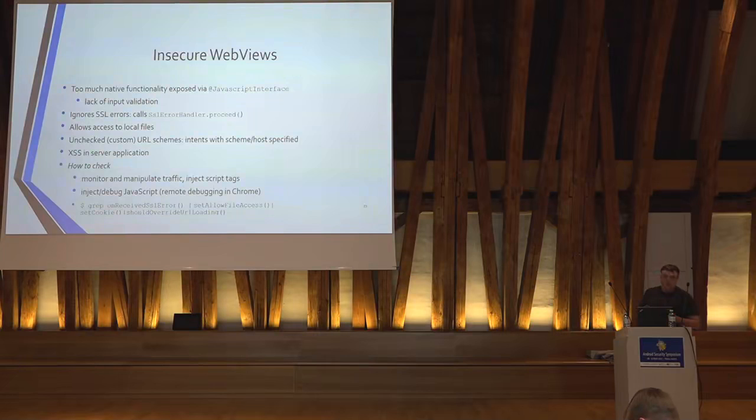Custom URL schemes are also something that's used to extend the application and make it work based on links or other data that you get from the web. If there's insufficient validation, you might be able to call native code inside the application or even execute code. So again, Burp is your friend here. It's very similar to testing web applications. You can also do remote debugging of web views in Chrome, so you can see what the JavaScript is doing or modify state in there.